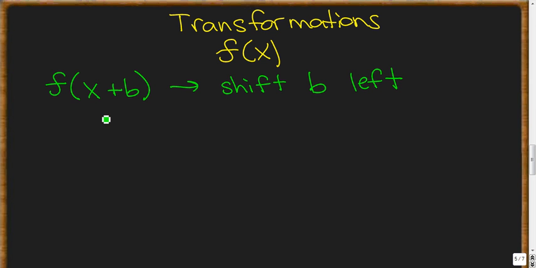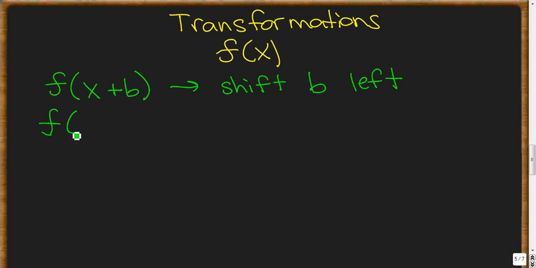A lot of people always want to move this right because you're adding. But the way I think about it is that you are adding a number to x. So you're allowing x to be smaller than it would normally be in your graph. That's why it shifts everything to the left, because x can now be smaller than it was before to get to the same place.